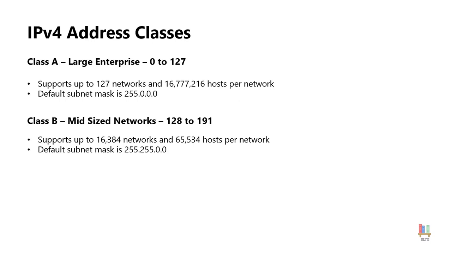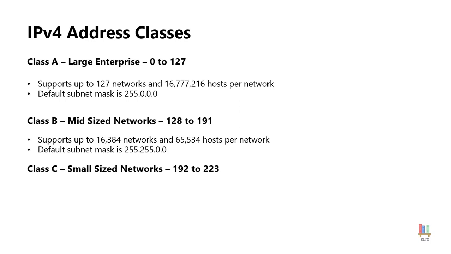So we have class A, which is large, class B, which is medium. That means class C is going to be small networks. This is going to be the most common, especially in a home environment or a small office environment. You will notice it starts at 192 and goes up to 223. Now, think about the address that I had in my previous video lesson. It is 192.168.8, right? So, that means mine was a class C address.